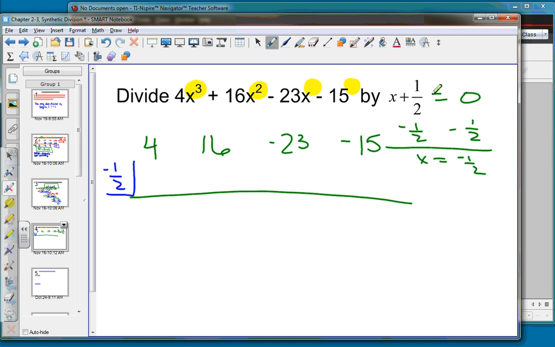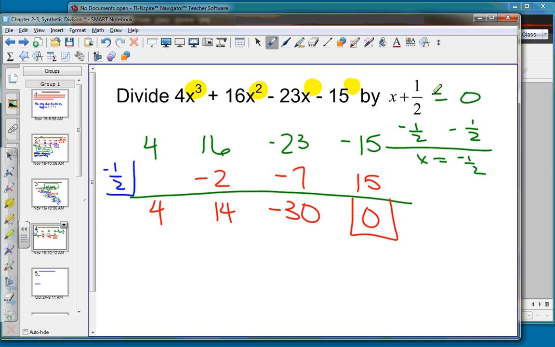Drop down the 4. And what do I do on the diagonal? Multiply. What's half of 4, in this case negative? 2. What's 16 minus 2? 14. What's half of 14 times a negative? Negative 7. What's negative 7 and negative 23? Negative 30. Now what's half of negative 30? 15. And that there gives you 0.